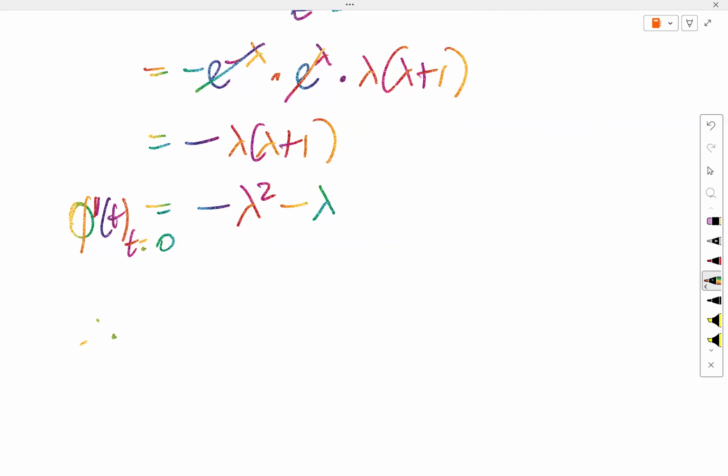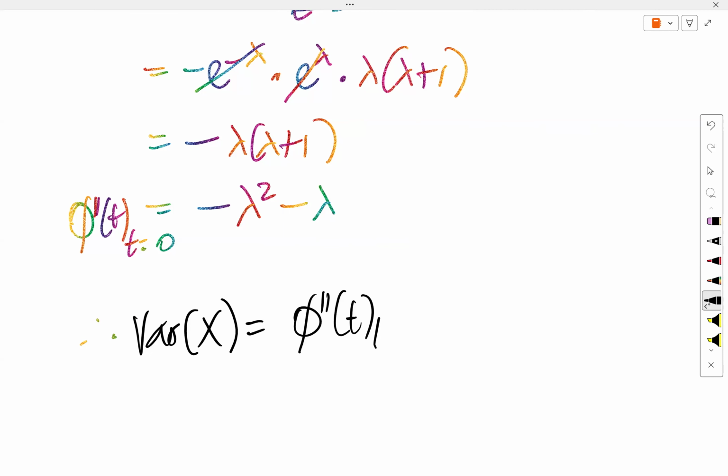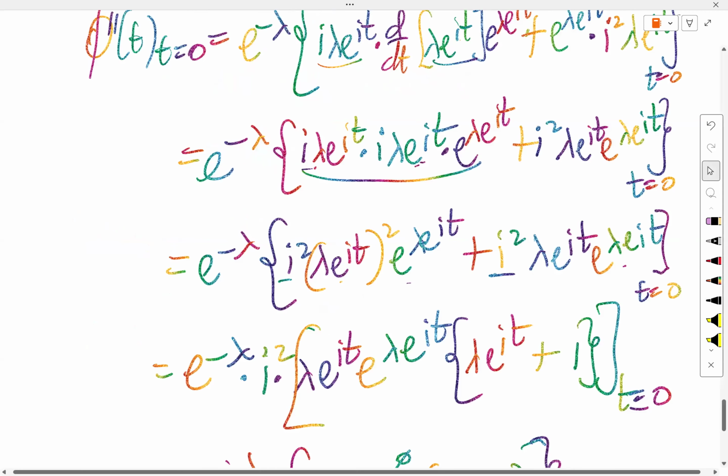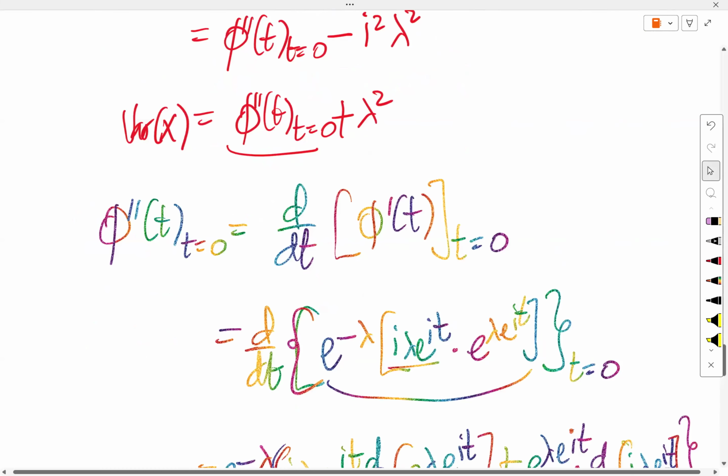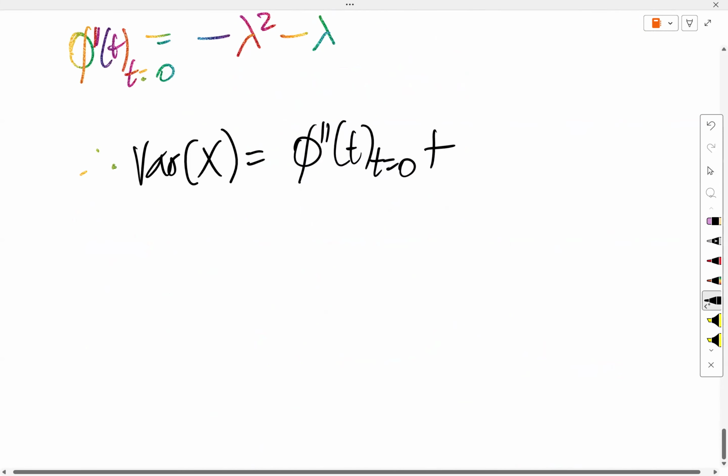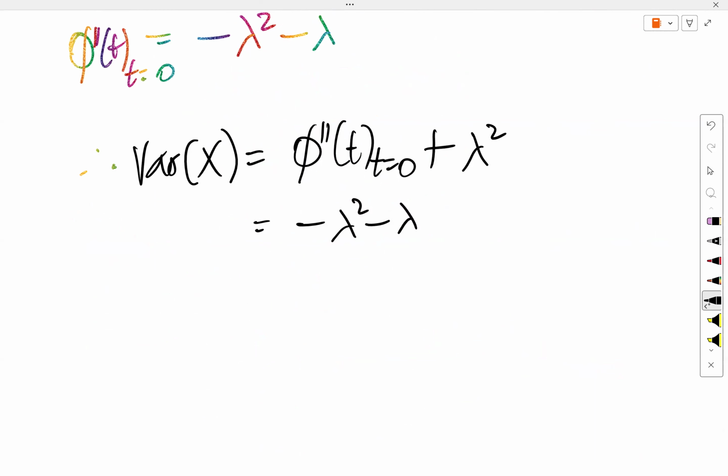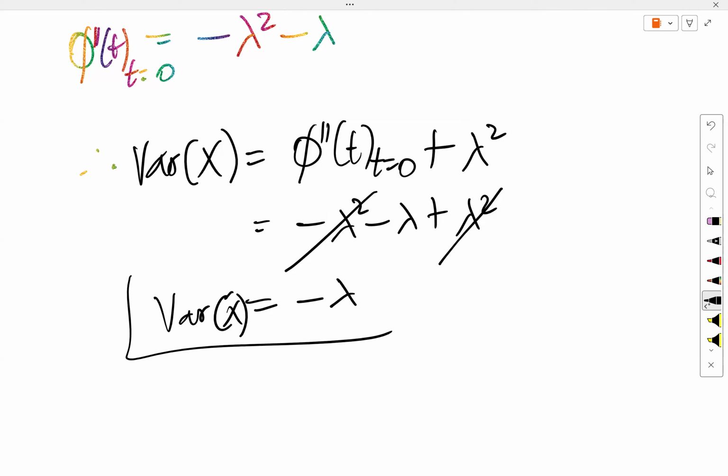And we remember that variance, okay, let me change marker at this point. Remember that the variance of x is what we're looking for, which is phi prime prime of t evaluated at t equals 0 plus what we had last, which is lambda squared, from the other part. And now this whole thing is minus lambda squared minus lambda plus lambda squared. So this cancels out. So it means that the variance of x is simply minus lambda.